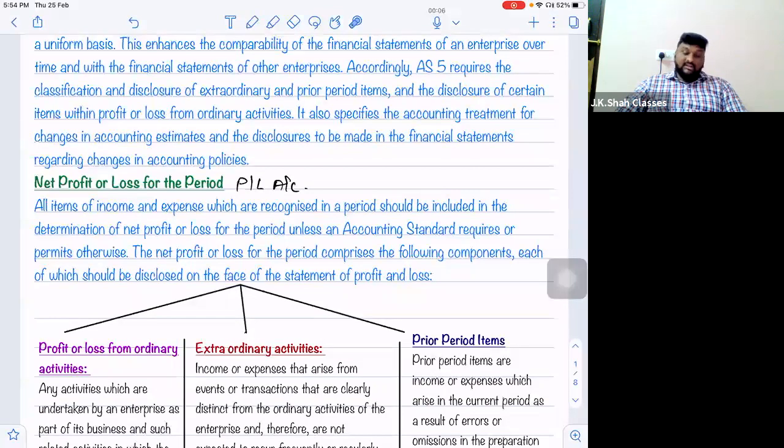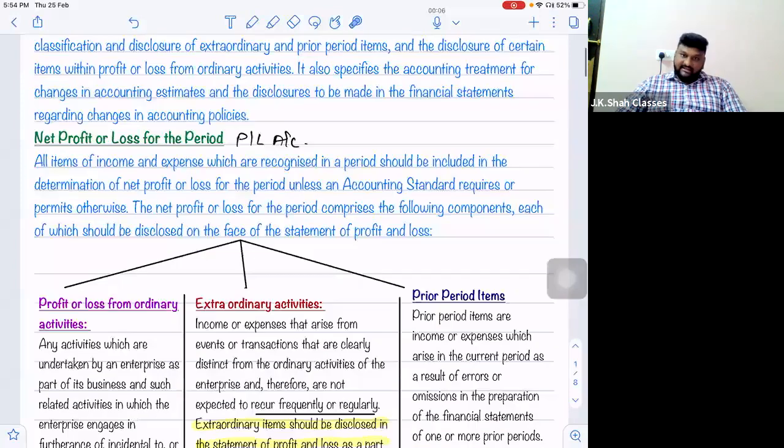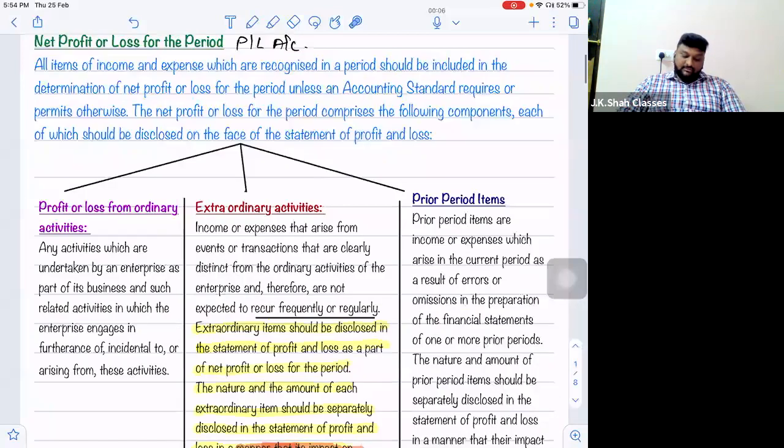Right? So let us now divide our profit and loss account into three major areas. The three classifications of P&L account. First, profit or loss from ordinary activities. Then we'll go for extraordinary. Then we'll go for prior period. Now, please understand, sir, what do you mean by ordinary activities?